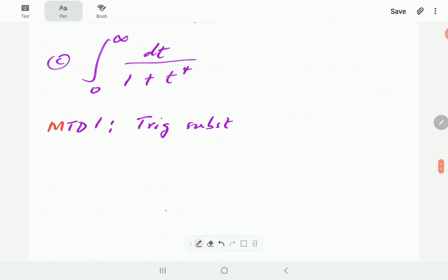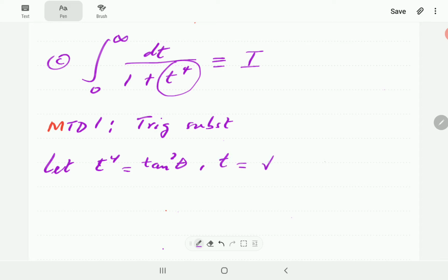It's not your standard trig substitution. So we notice that if we can make this tangent squared, then the denominator is going to work out to secant squared. So what we do is we let t to the power 4 be tangent squared theta. What this means is that t is going to be the square root of tangent theta.